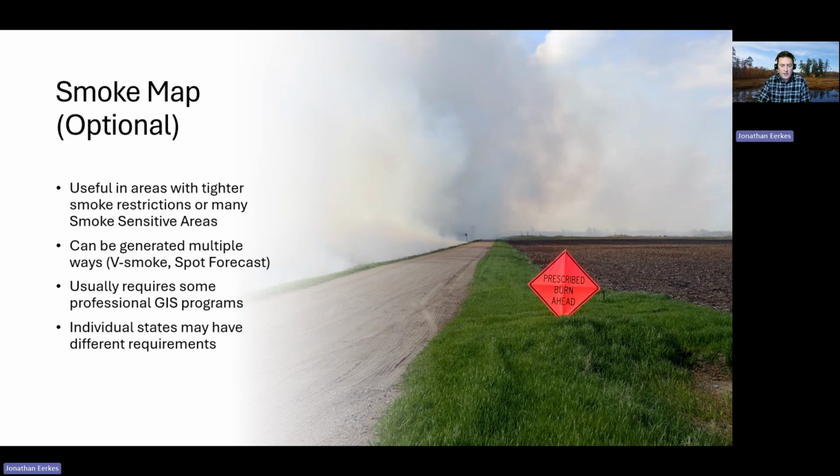Smoke can also be modeled using programs like vSmoke, or if you're able to get a spot forecast, that can model the smoke for you, but using that information often requires more professional mapping programs. So it's an optional map if it's needed, and you might need help making one.